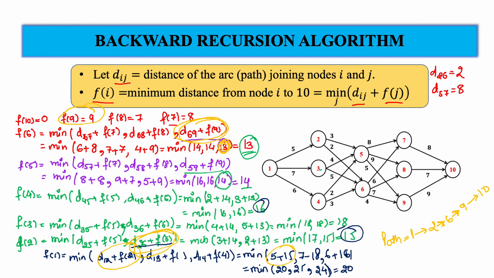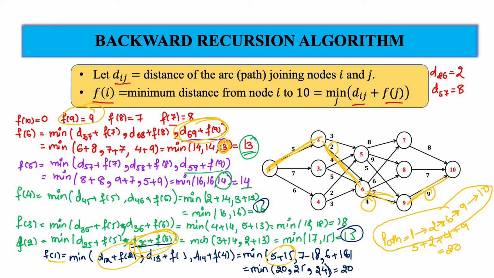So if you see, from 1 to 2, how many units are there? 5. 2 to 6, its value is 2. Then 6 to 9, its value is 4. And 9 to 10, its value is 9. If you sum them, what is the total value? 20. That is the same you are getting from here, that the minimum value from 1 to 10 is 20 units. Okay, and the minimum path is from 1 to 2, 2 to 6, 6 to 9, 9 to 10.